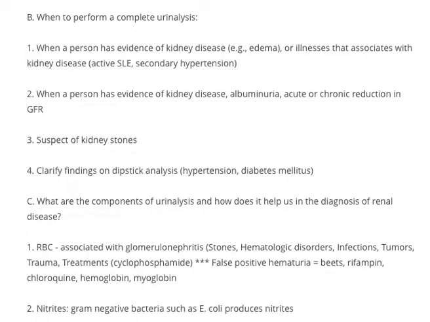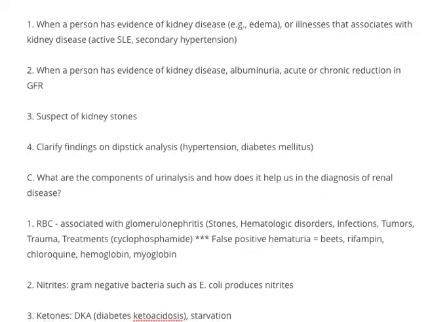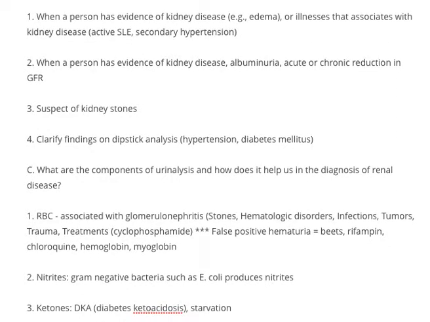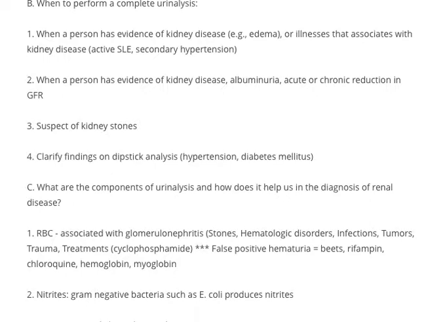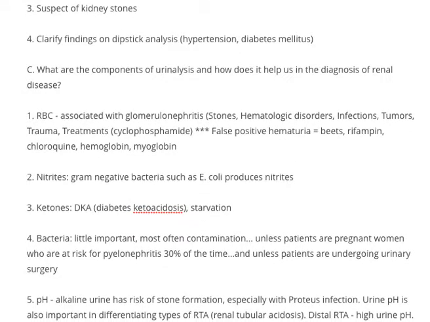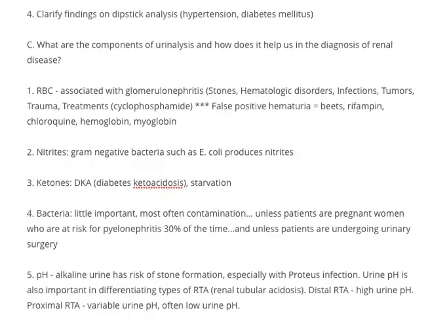When to perform a complete urinalysis? When a person has evidence of kidney disease, such as edema, or illnesses that associate with kidney disease, such as active systemic lupus erythematosus, secondary hypertension. Or when a person has evidence of kidney disease, like albuminuria, acute or chronic reduction in GFR, or when we suspect a person has kidney stones, or when we clarify the findings that we find in dipsticks in patients who have hypertension, diabetes mellitus.